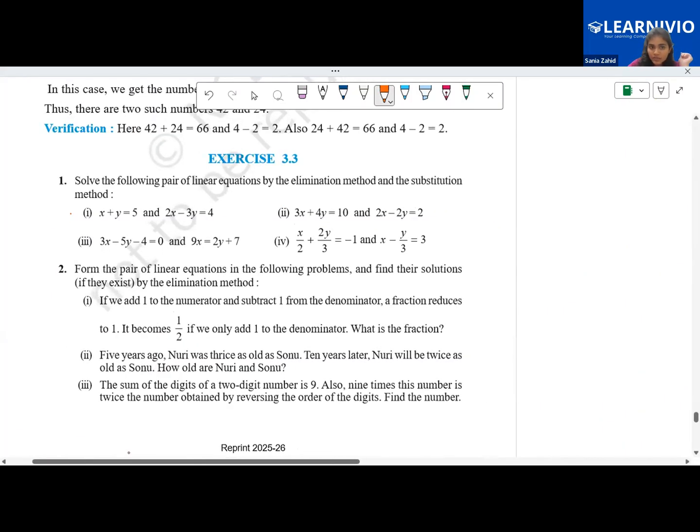Come directly to this part. Okay, the statement based we'll do after this first question. So the first one is x plus y is 5, and the second is 2x minus 3y is 4.